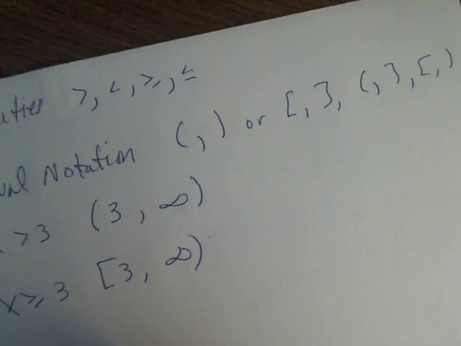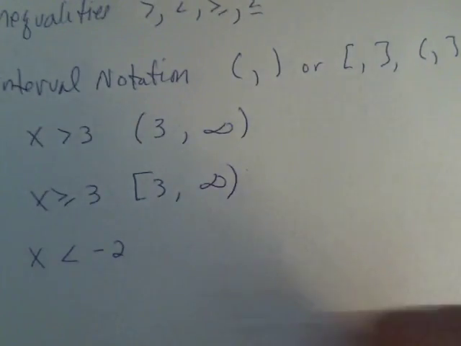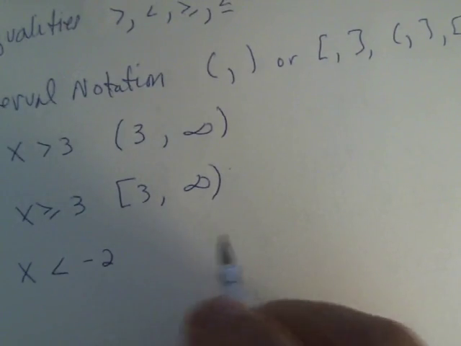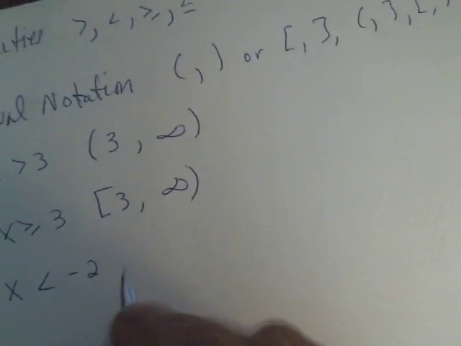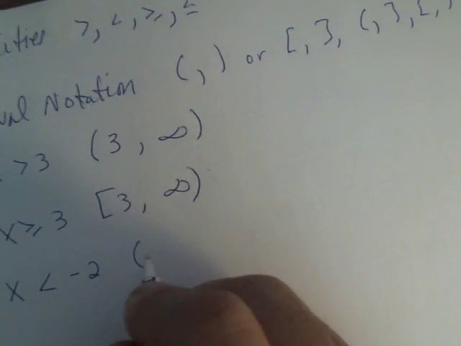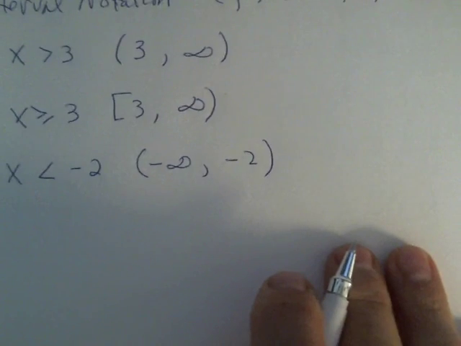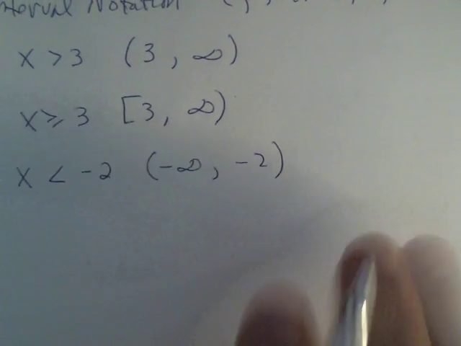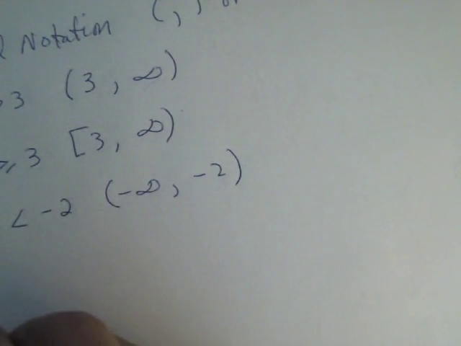Let's say I had x is less than negative 2. Well, think about less than negative 2. On a number line, it's to the left of negative 2. In interval notation, we always list the smallest number first. So I go from negative infinity up to negative 2. That's less than negative 2. Does not include negative 2.